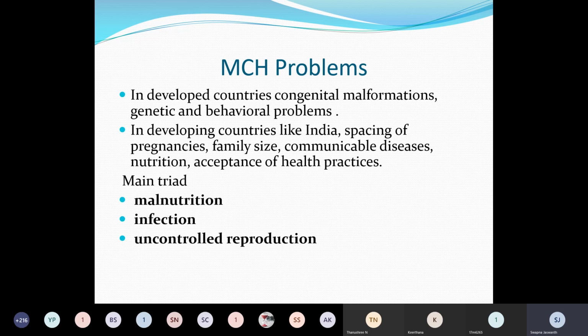The three important things, the triad of maternal and child health problems, include malnutrition, infection, and uncontrolled reproduction. These are the triad of problems of MCH. I'll repeat: it's malnutrition, infection, and uncontrolled reproduction.